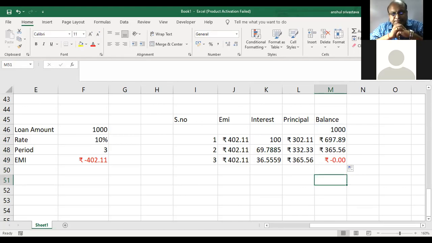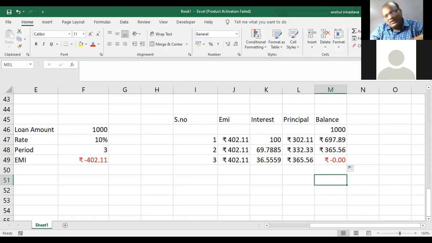Got it? Is this clear? Any doubt? Please make it at your end. Amortization schedules are very interesting and they are not very difficult to make. Plus, if you are dealing with a client, most people have some loan, and when they take a loan, the banks give a printout of the amortization schedule.